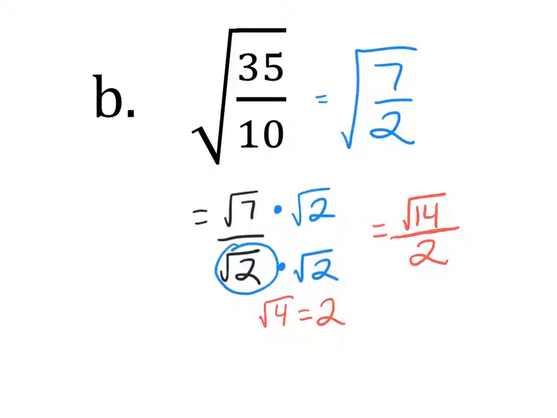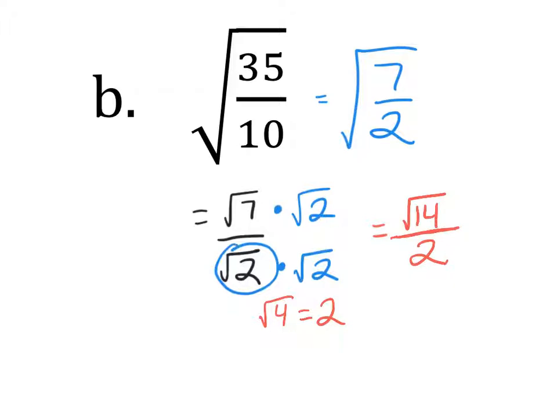Make sure that when you're writing this, it's obvious that only the 14 is in the square root. This 2 is not in the square root, right? We got rid of the square root when we did this rationalizing here. So make sure that only the numerator is in the square root.